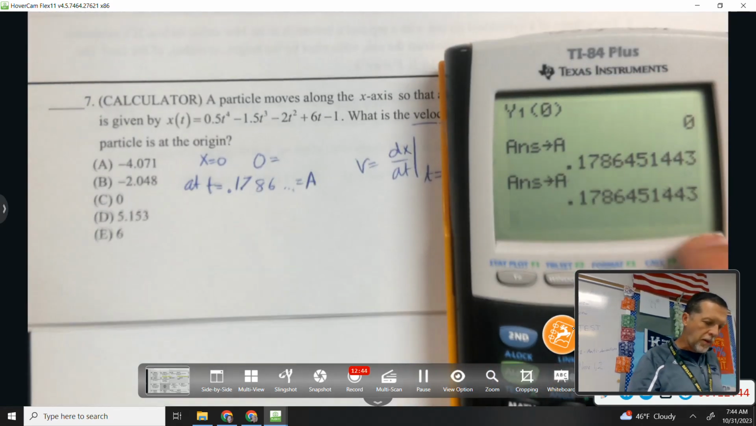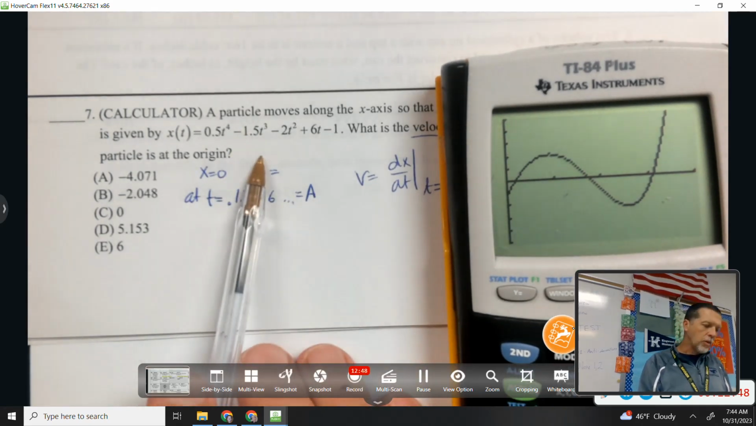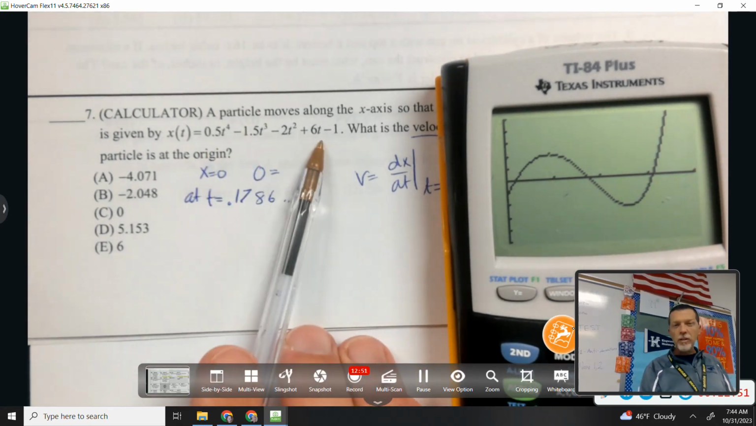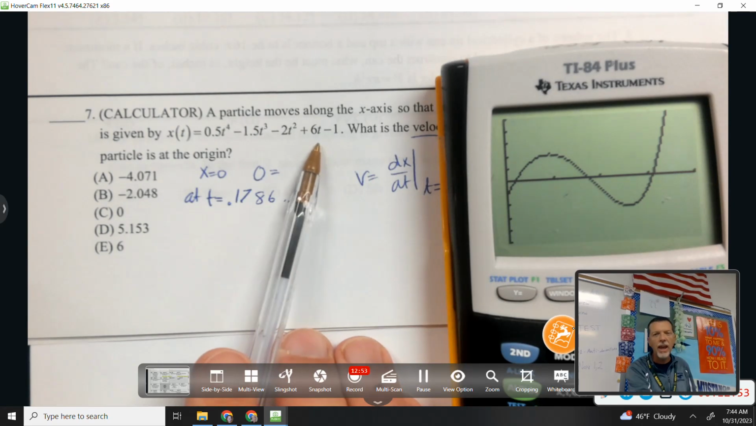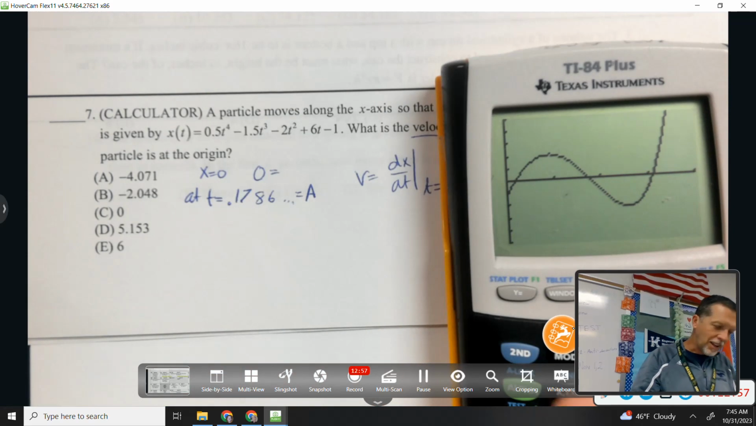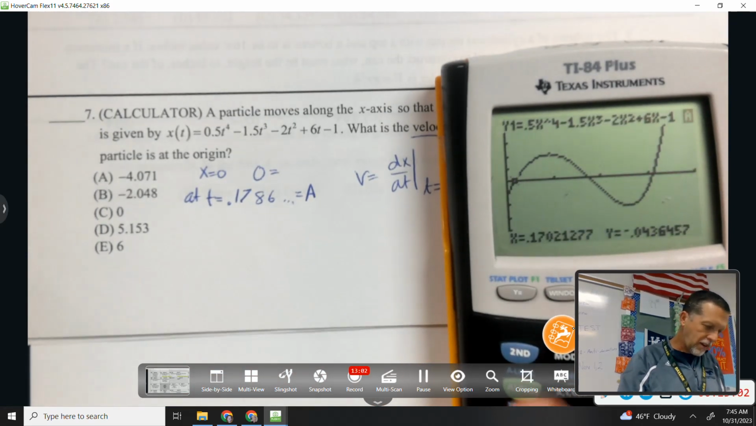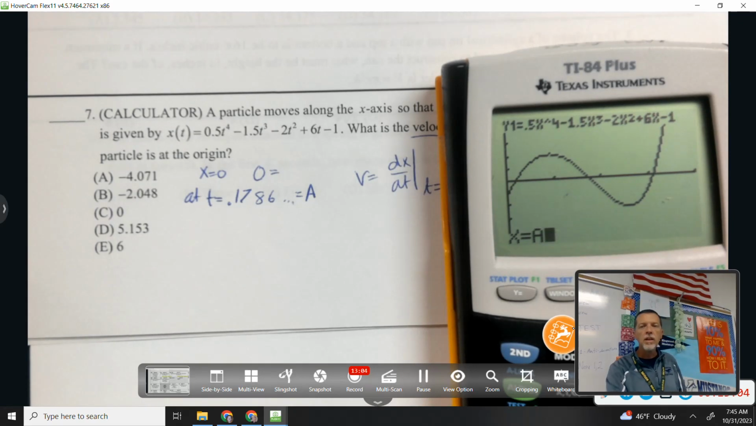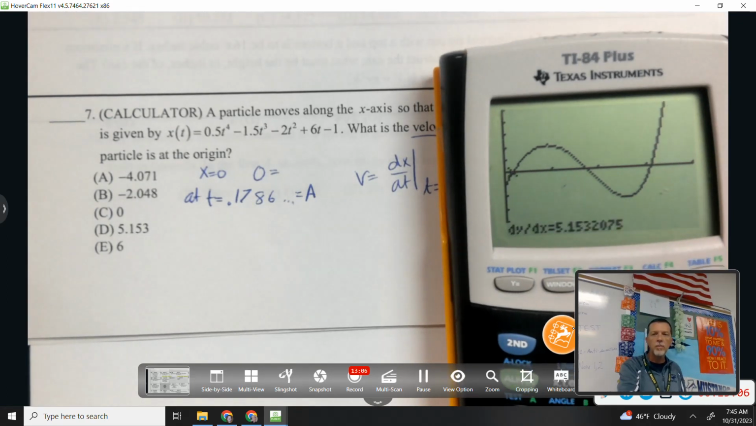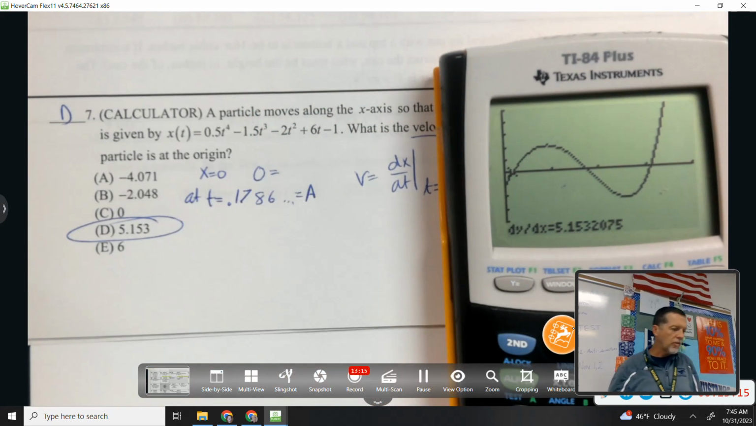Okay, so back to my graph. There's several ways I could do this. I could take a derivative by hand and plug in A, but I've got a calculator, so I really don't want to do that. Let's let the calculator find the derivative at A. And so my slope is 5.153, which should be the velocity. And there's that answer, 5.513.